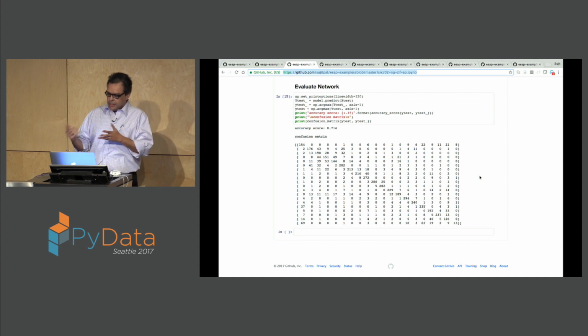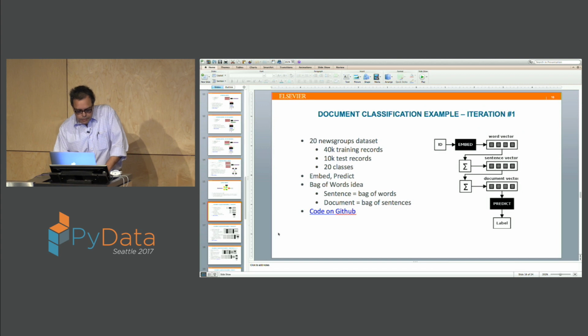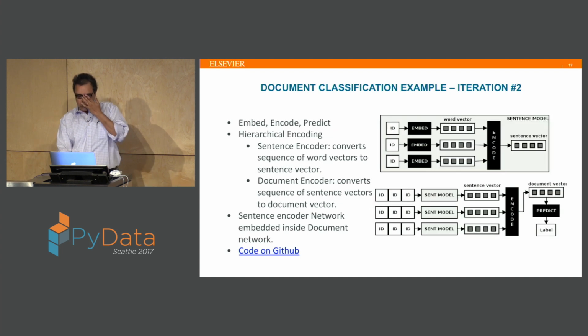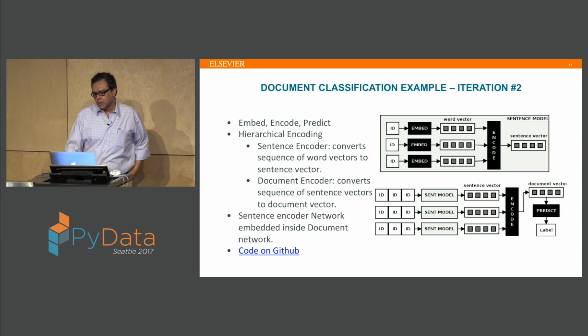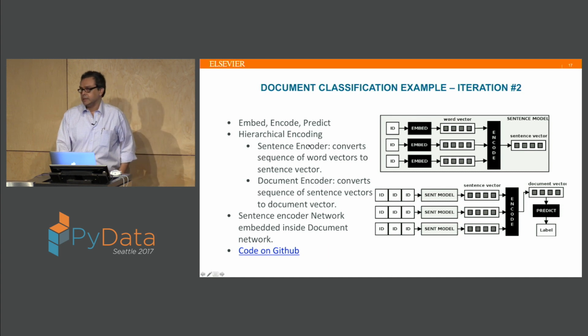So I basically train it on the 40,000 and test it on the remaining 10,000. And so this was my baseline. It gives me about 71%. So the second one was where I actually do the embed, encode, and the predict.